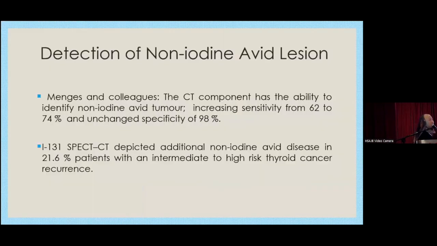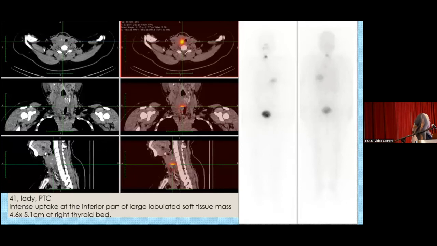So what are the advantages of SPECT-CT? It is able to detect non-iodine avid lesions. Mäder and colleagues have reported that the CT component has the ability to identify non-iodine avid tumor, increasing the sensitivity from 62 to 74% with unchanged specificity, about 98%. And iodine-131 SPECT-CT depicted additional non-iodine avid disease in 21.6% of patients with intermediate to high risk thyroid cancer recurrence. So as you can see here, there's an example of a patient.